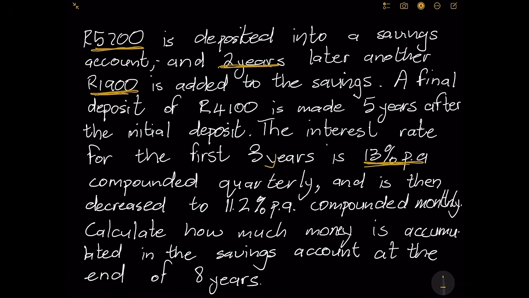And it is compounded quarterly. All right, so we know that's a quarterly compound interest. And it is then decreased to 11.2%. So we need to note that now it's compounded monthly. Now they say calculate how much money is accumulated in the savings account at the end of 8 years.